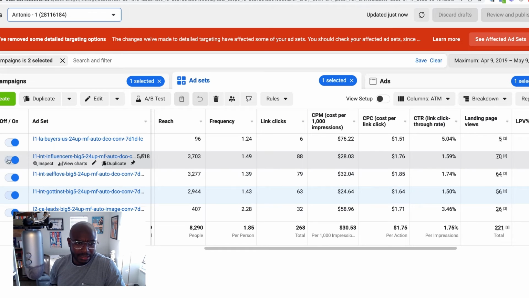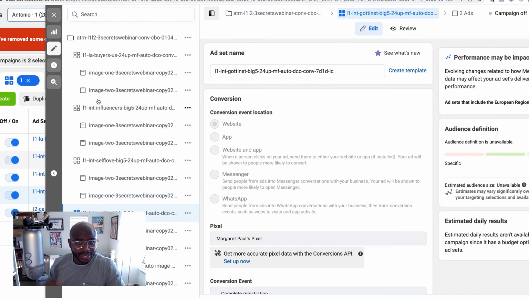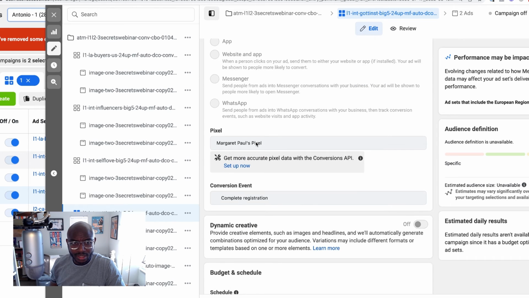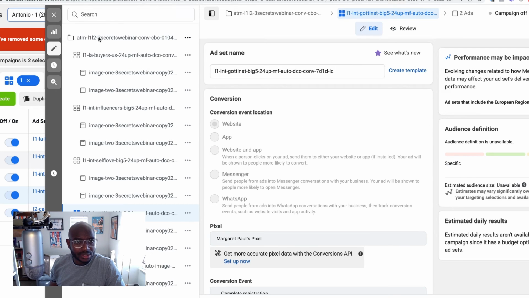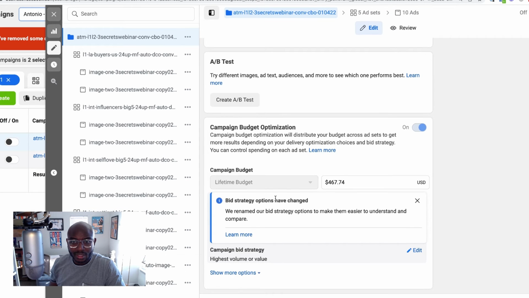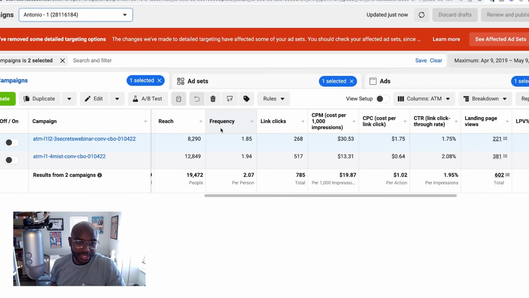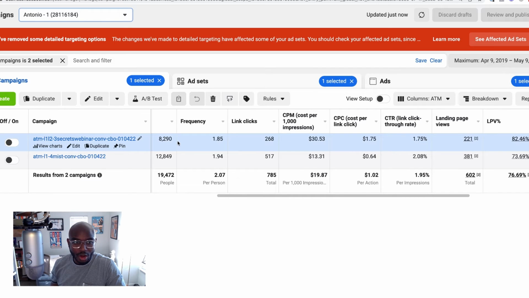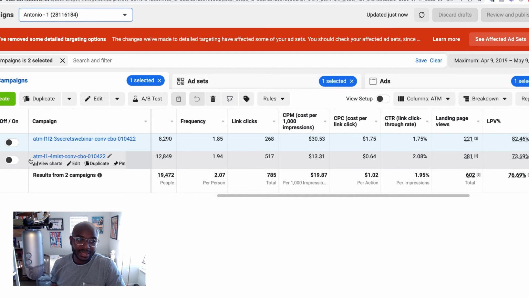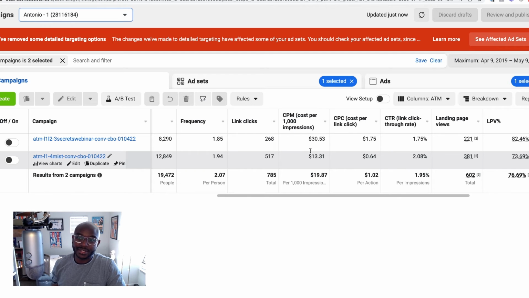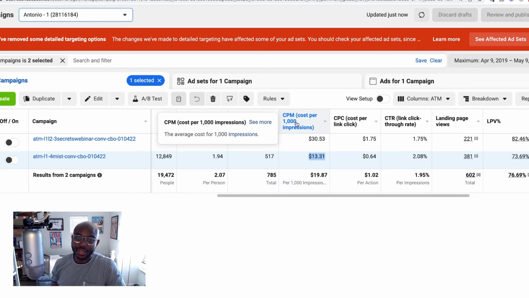But let's say we took that Gottman example from before, right? This particular campaign is spending this budget. Oh, this is a CBO budget. So we had a lifetime budget of $467.74, right? That was a lifetime budget. So if I go back to the campaign here, our cost per impression overall was $30.53. What that means is it's costing us $30 to reach 1,000 people. In the lead generation campaign, it was costing us $2.31 to reach 1,000 people.